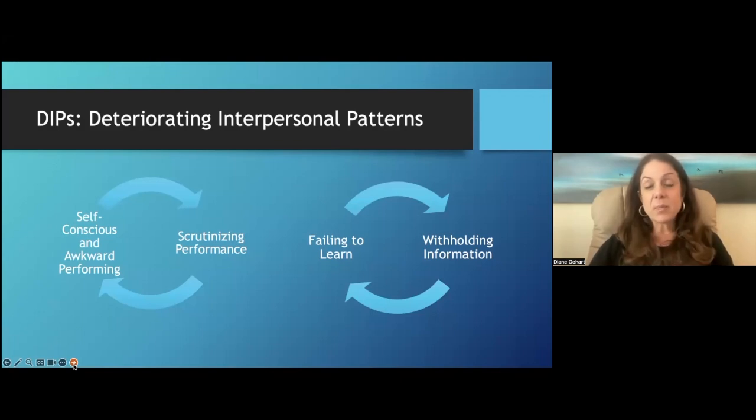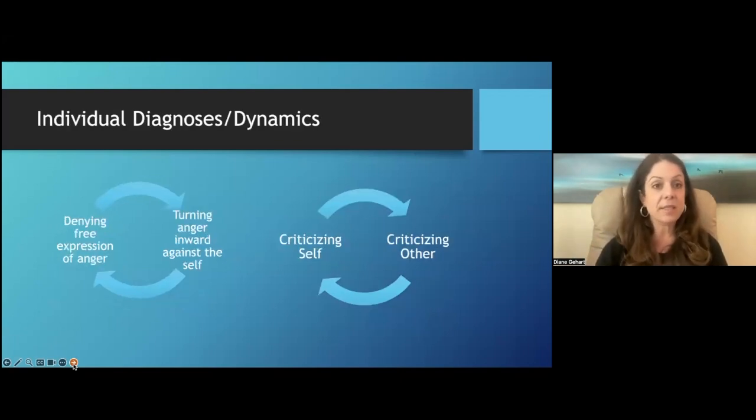The scrutinizing of performance is a very common thing you will see in families. Then there is withholding information, failing to learn, because more information gets withheld. And so you can create these negative patterns where families will just kind of spiral backwards. And I think as clinicians, we've all seen that.